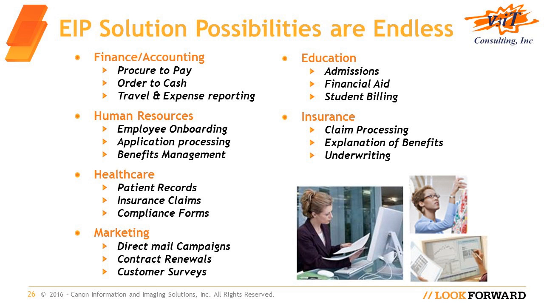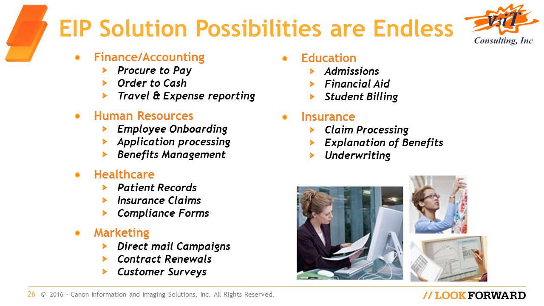Now, while we have started with the EIP process for accounts payable, what is coming across is that the possibilities are endless. I have just named a few here. In finance and accounting, we have started with the procure to pay process, but the same process we are now working on for order to cash. Travel and expense reporting can also be automated in a very similar way.